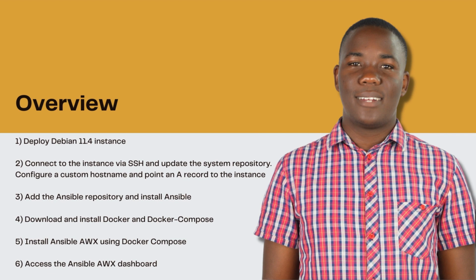So let's take a look at an overview of the steps covered in this tutorial. First, I'll show you how to deploy the Debian 11.4 instance. Second, I'll show you how to connect to the instance via SSH and update the system repository. I'll also show you how to configure a custom hostname and to point an A record to the instance.